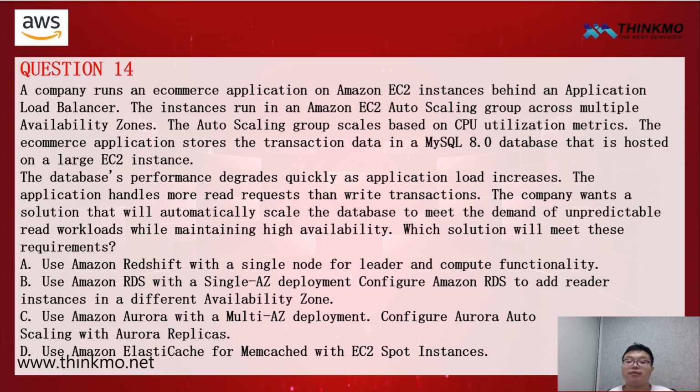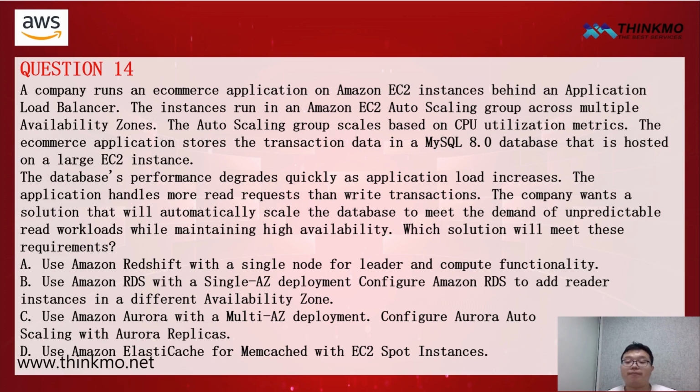First, let's look at option A. This one uses our Redshift single node, which is a data warehouse, right? However, a single node can't guarantee high availability, so we can't choose this option. The second option, option B, uses our RDS in a single availability zone with a read replica added. Now, the read replica here requires manual management for scaling. It doesn't scale automatically, so it also doesn't meet the requirements.